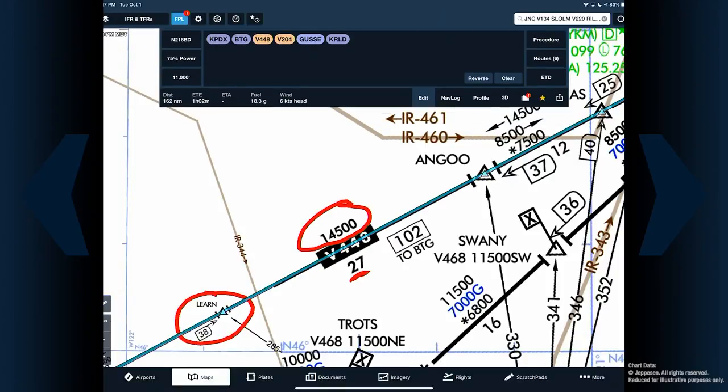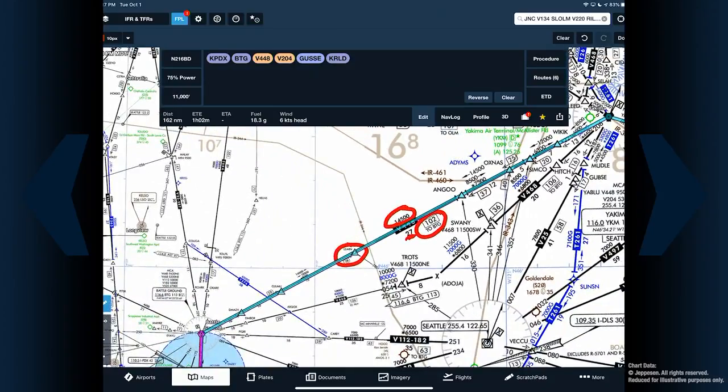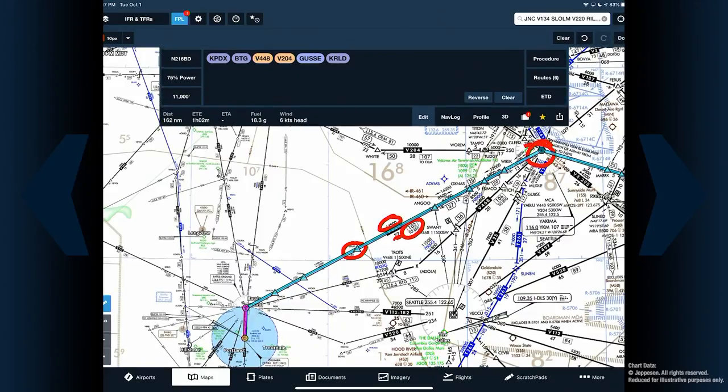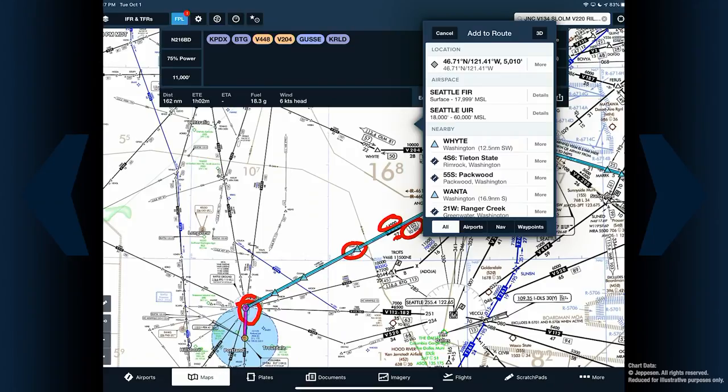Okay. You also can see a box with a 102 to Battleground. When you see a distance in a square rectangle, that's giving you the distance either between compulsory reporting points or nav aids and compulsory reporting points. So what it's really saying is the entire distance from Yakima to Battleground is 102 nautical miles. The advantage is if you're flying the entire segment and you're planning for a leg length, you don't have to add up all the little segment distances. You can just look for the distance in a box.